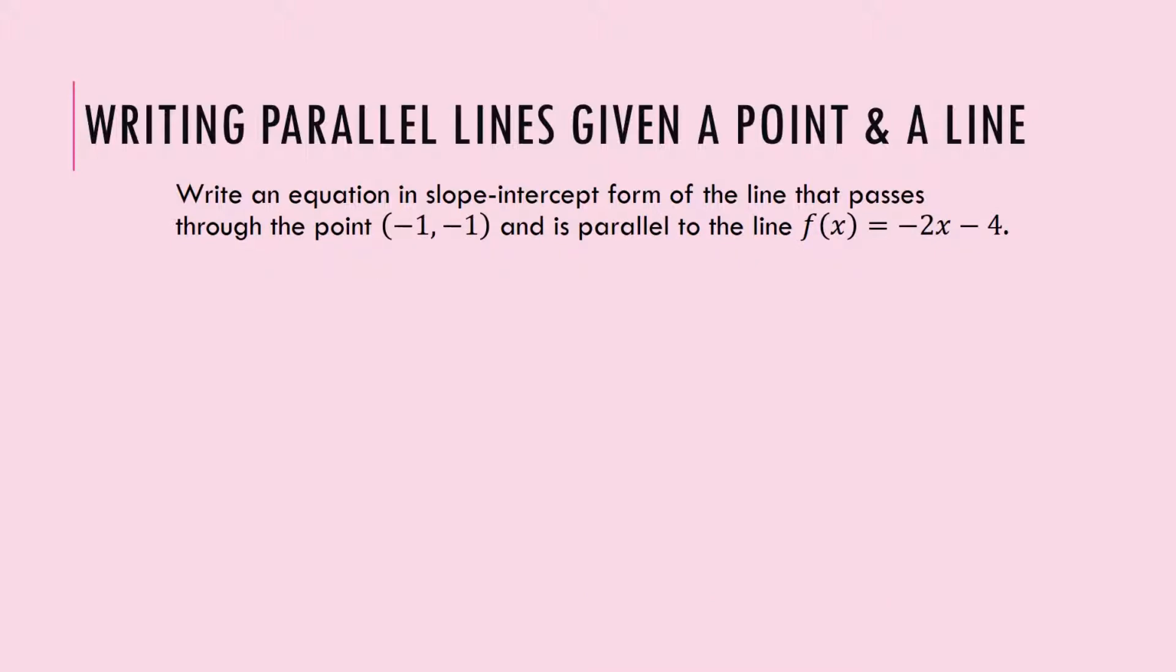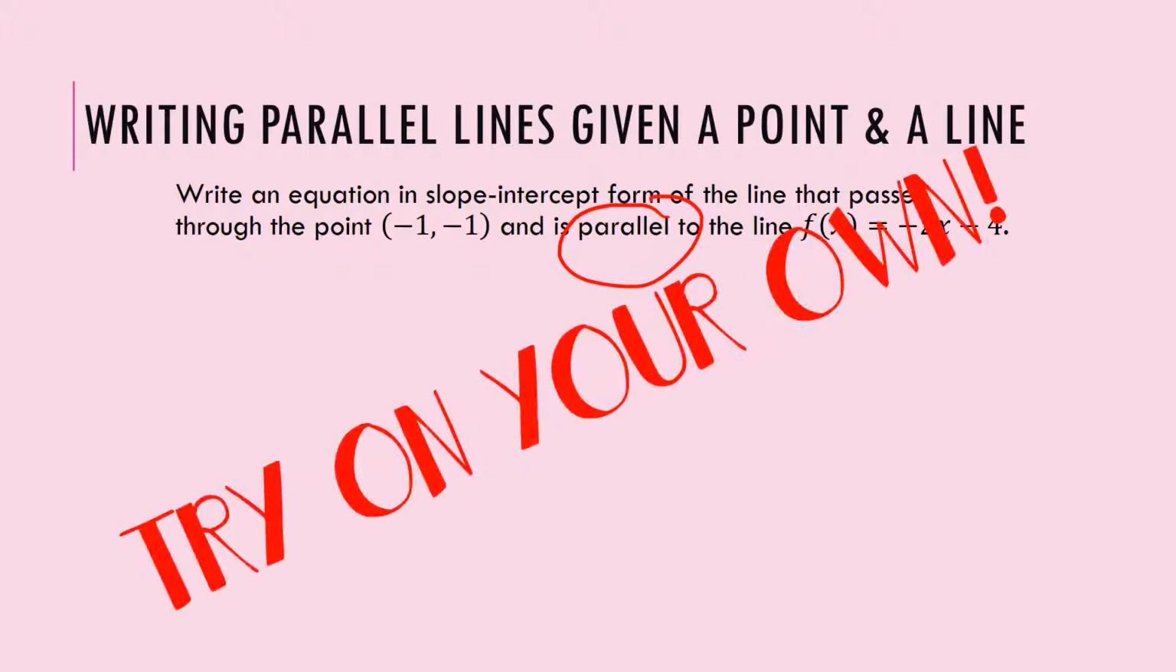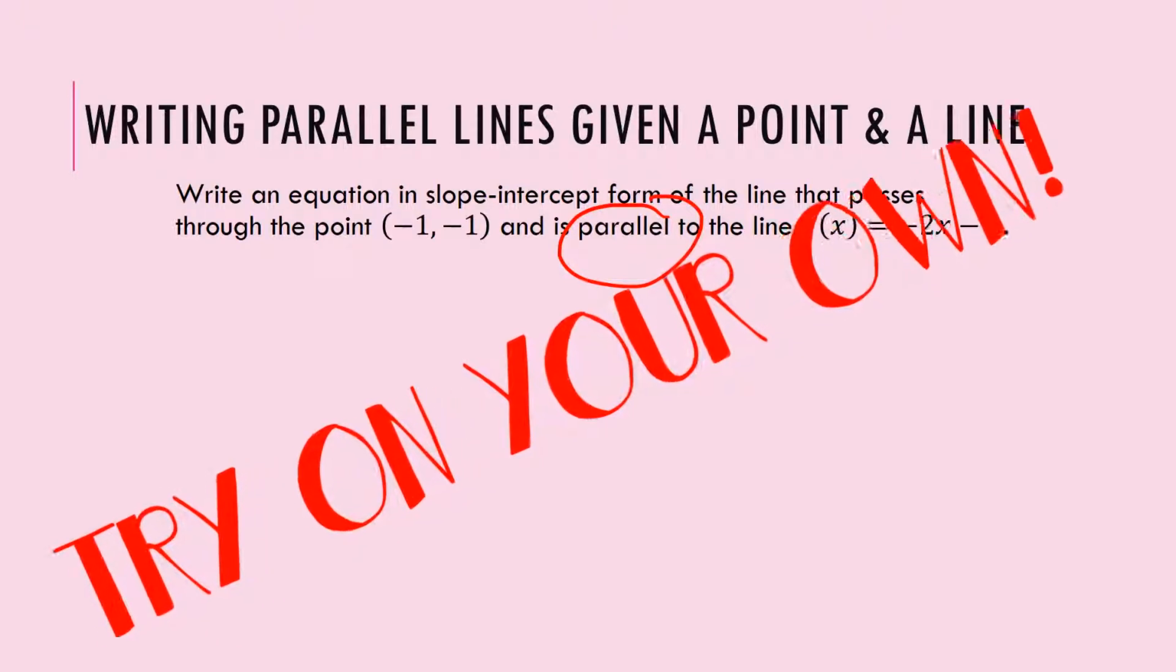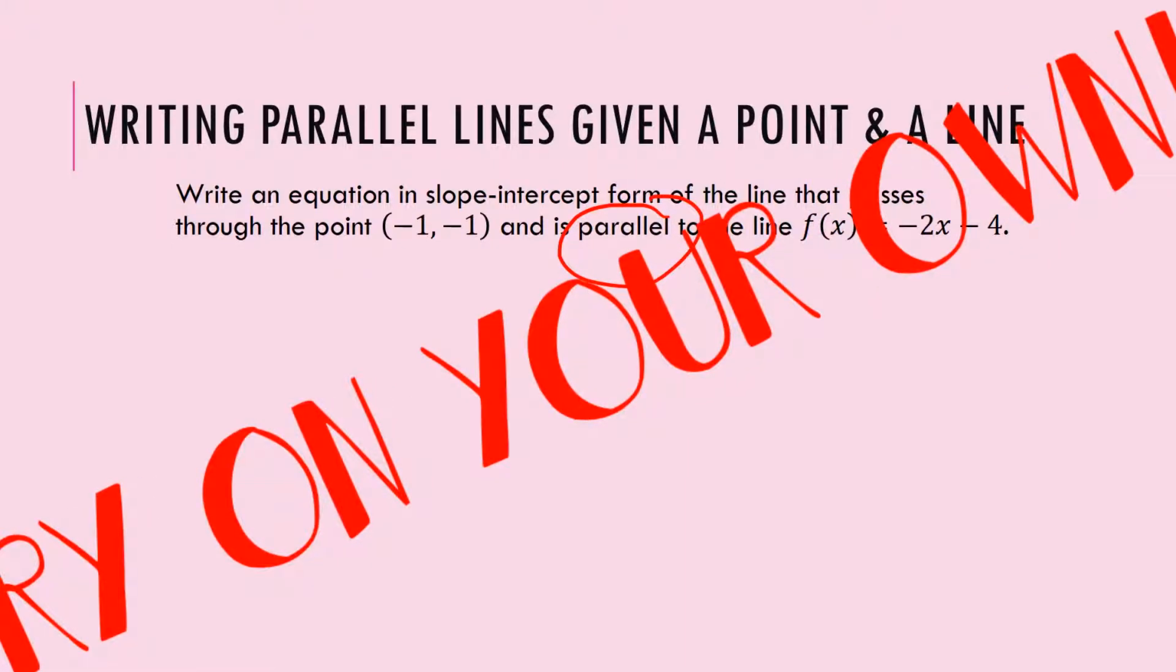All right, here's an example. Write an equation in slope-intercept form of a line that passes through the point -1, -1, and is parallel to this equation, y is equal to negative 2x minus 4. This problem, I want you to try on your own, okay? I want you to try it on your own in your notes.